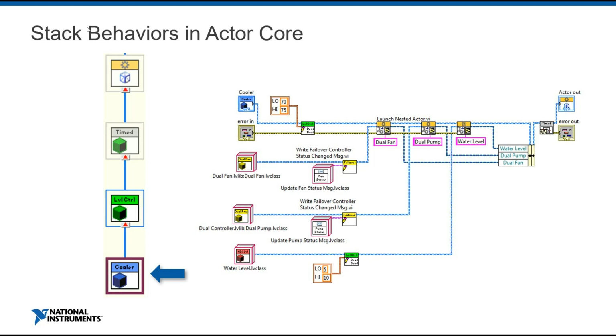And you can see that it's setting some settings before it does that. It passes the dual fan, the dual control, and the water level into the launch nested actor. You can see it gets something back, and that is the mailbox for each of those. So now our cooler actor has access to all those mailboxes, and so it can get a message and do something with that and send out messages to those.